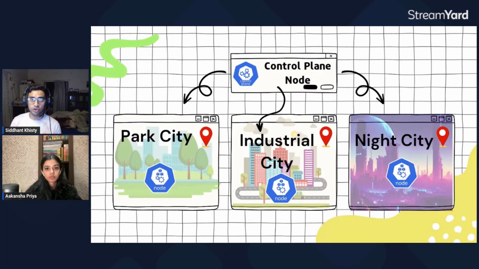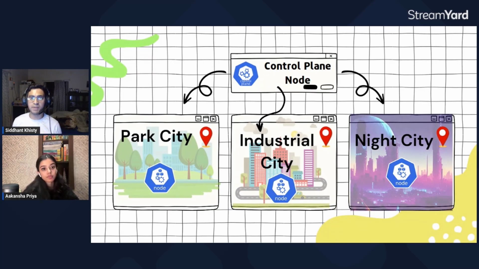Each one of these nodes is a dedicated server or a dedicated computer within itself. Kubernetes at the end of the day is just one control plane node and multiple other nodes or computers, which are all being instructed how to work and how to orchestrate containers.